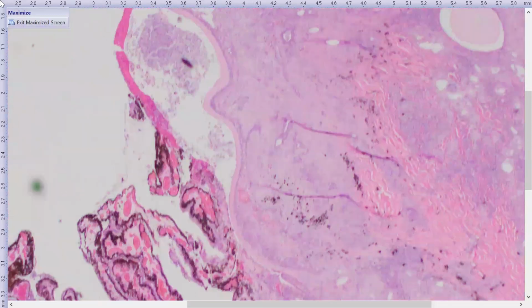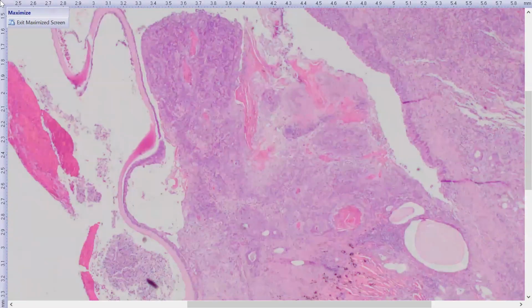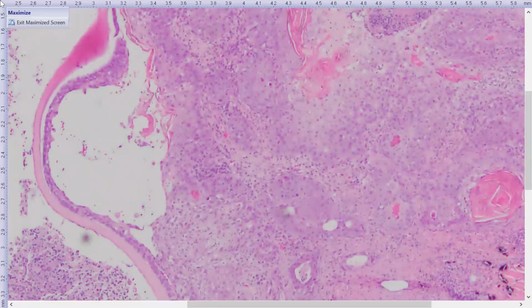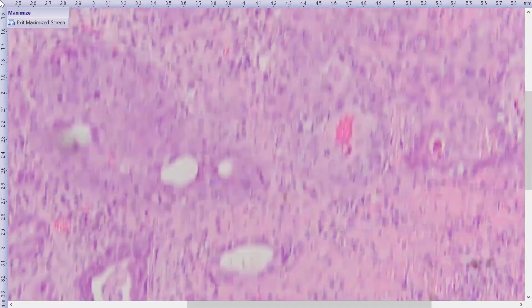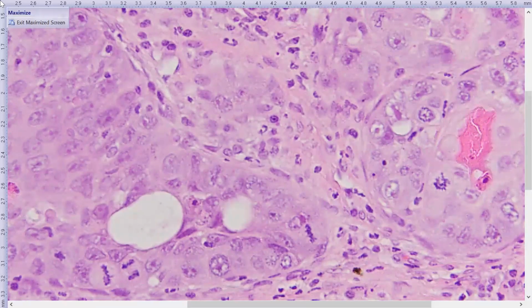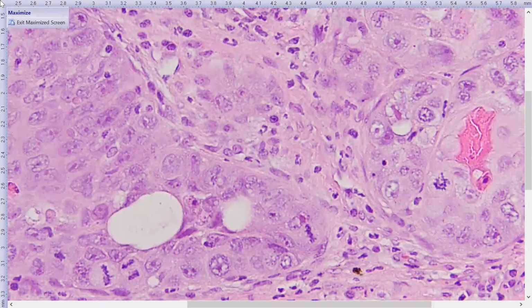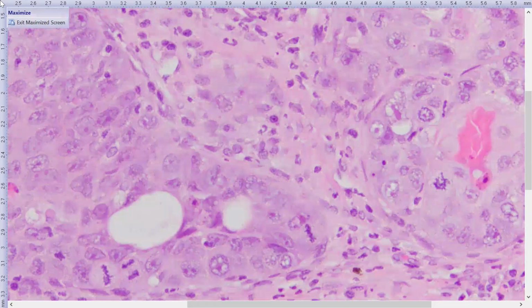So these cells are anastomosing lobules of polygonal cells. Zoom stopped updating. Oh, there we go. Okay. Anastomosing lobules of polygonal cells.